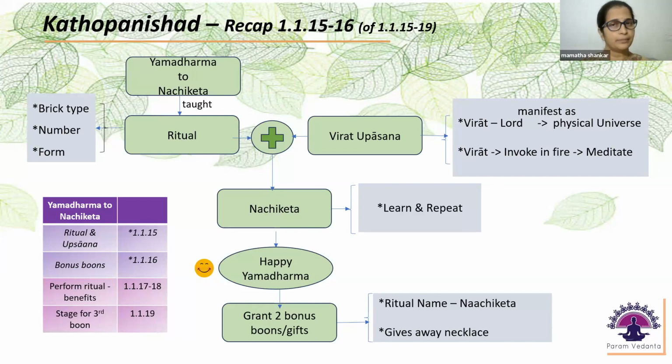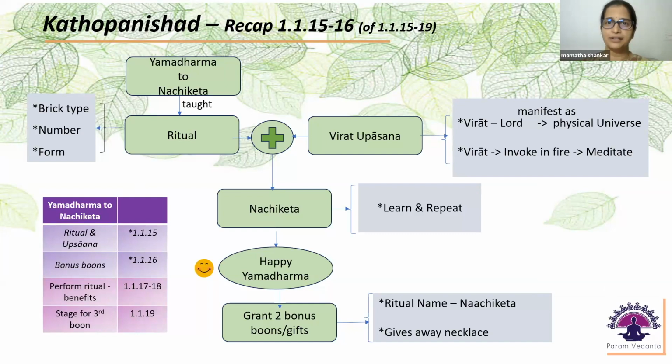Yamadharma not only taught the ritual in detail, he also taught Virat Upasana to Nachiketa. That is, invoke the Virat in that specific fire involved in the ritual and meditate on Virat Devata, or become one with Virat through meditation or Upasana. Virat is the Lord manifesting as the physical or gross universe, or is the beginning of the universe itself. In other words, Yamadharma taught both karma, the ritual, and upasana, the Virat Upasana.